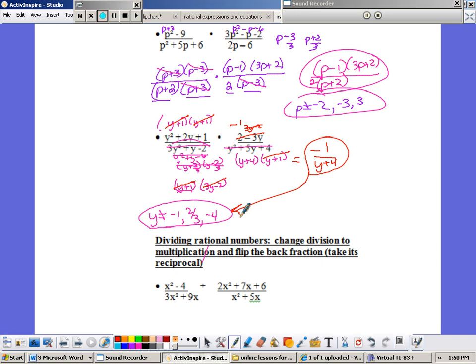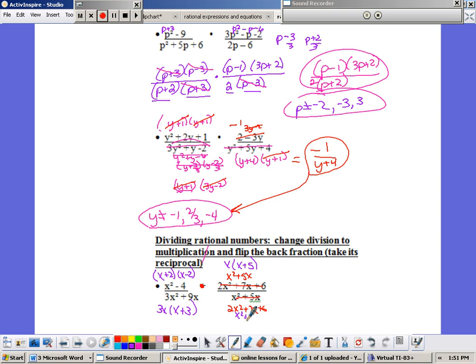Now when we go to divide, the rules are the same, except just like when you divide fractions, you have to change this to multiplication and flip the top and the bottom of only the back fraction. We're now going to factor like we would factor any other time. X plus 2, x minus 2. Pull out a 3x, x plus 3. Pull out an x, x plus 5.